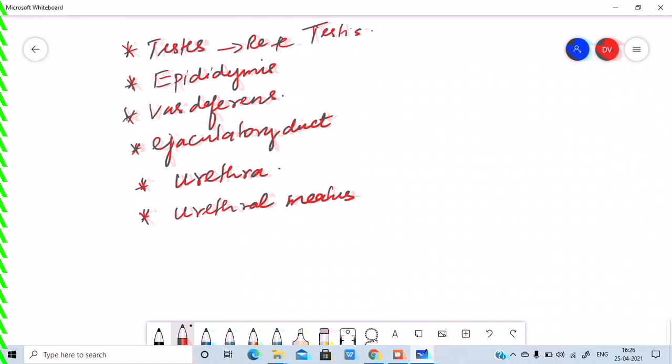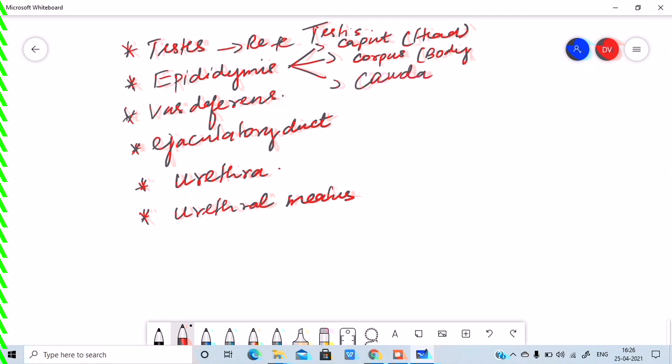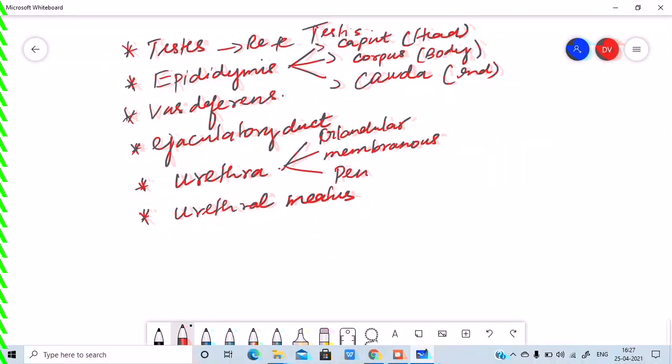If you take the epididymis, it has three parts. We call it the caput, which is the cap, the head, then the corpus, which is the body, and then the end part, the tail part, which you call the cauda. Caudal means tail or the end part. Similarly, the urethra has three types. Just know the types: the glandular urethra, membranous urethra, and finally the penile urethra.